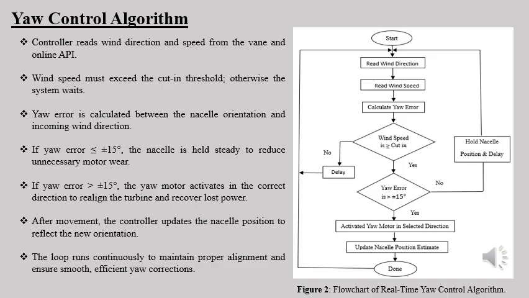After the movement is complete, the controller updates the nacelle position so the system always knows its latest orientation. This entire process runs continuously in a loop to maintain proper alignment and ensure smooth, efficient yaw correction during changing wind conditions.